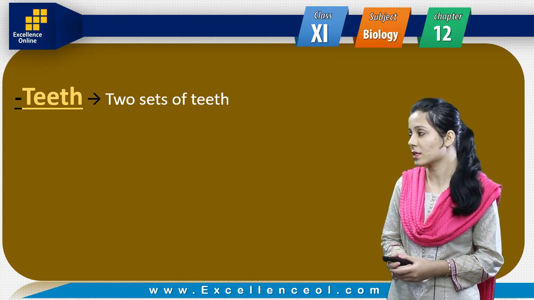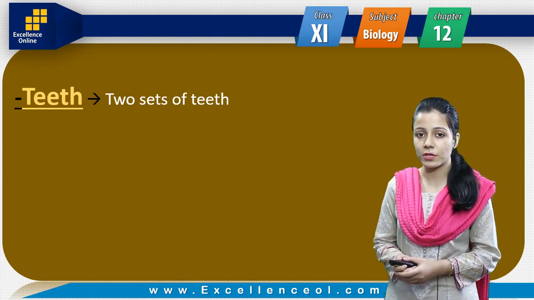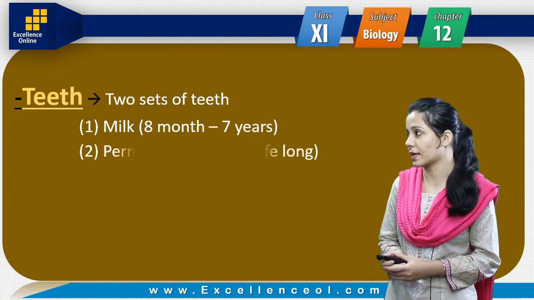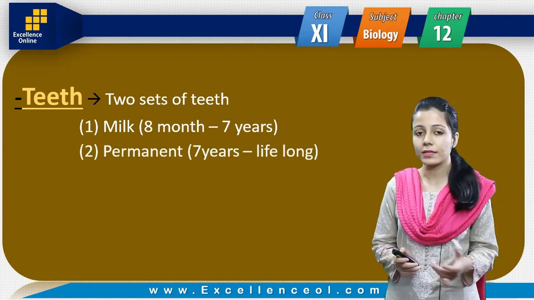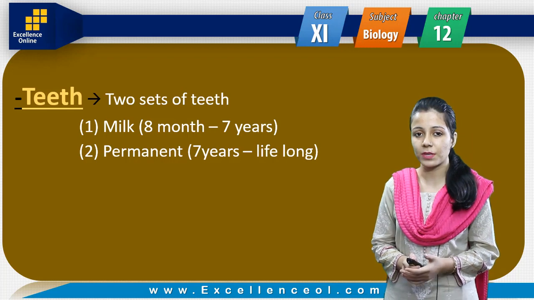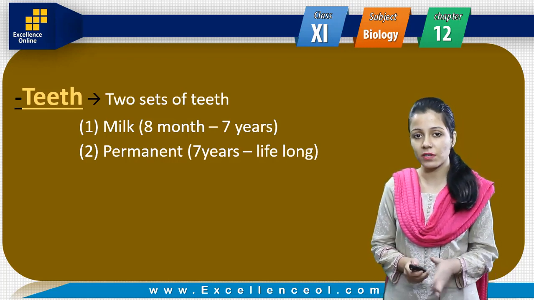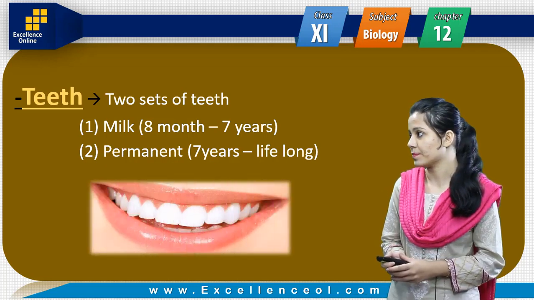Then third is teeth. There are 2 sets of teeth which are present in our body, in our mouth. First is milk teeth and the second one is permanent teeth. Milk teeth जो बच्चों में present होते हैं, which starts appearing from 8 months till 7 years of age, and permanent teeth जो कि 7 years through lifelong रहते हैं.